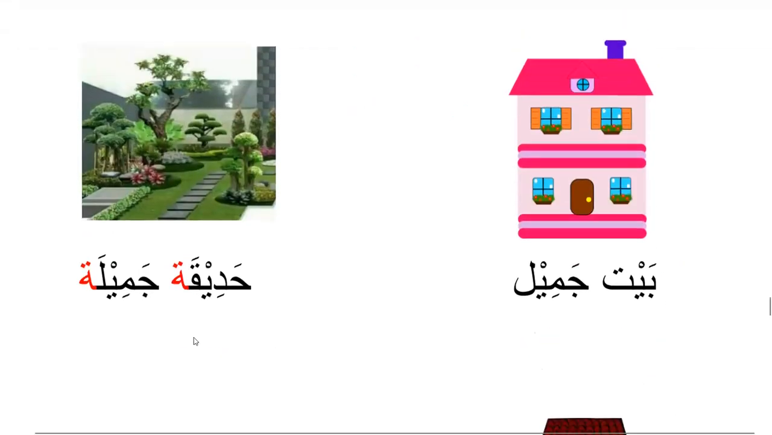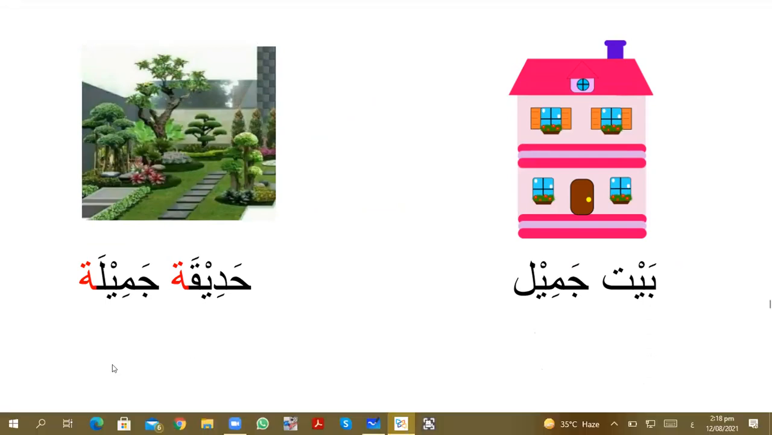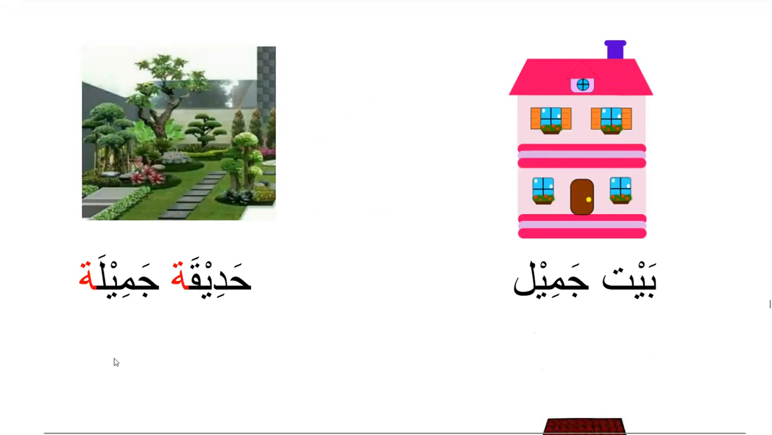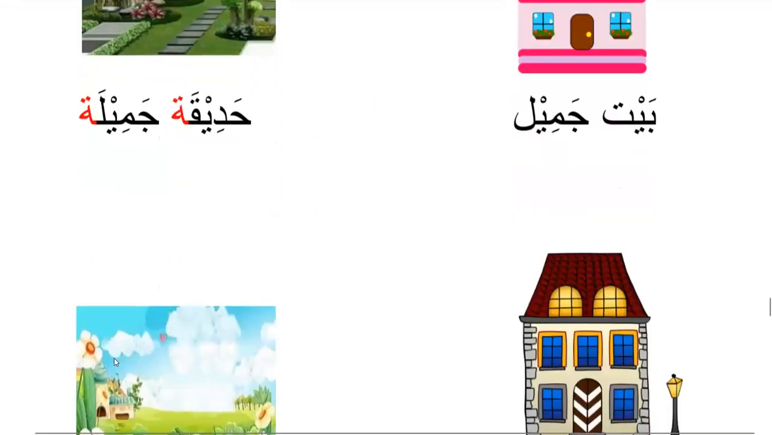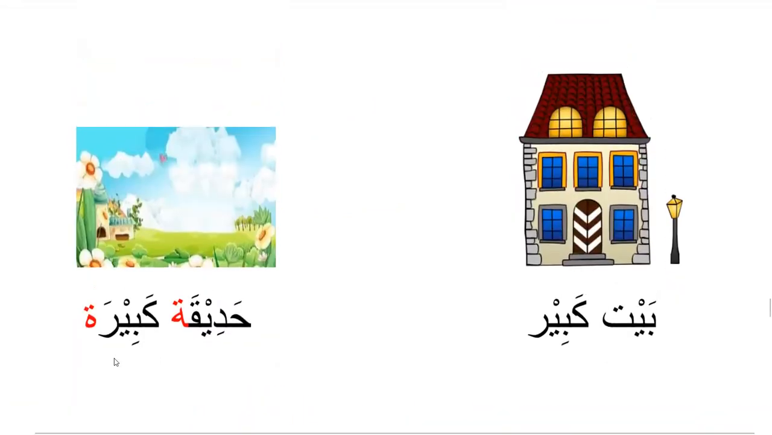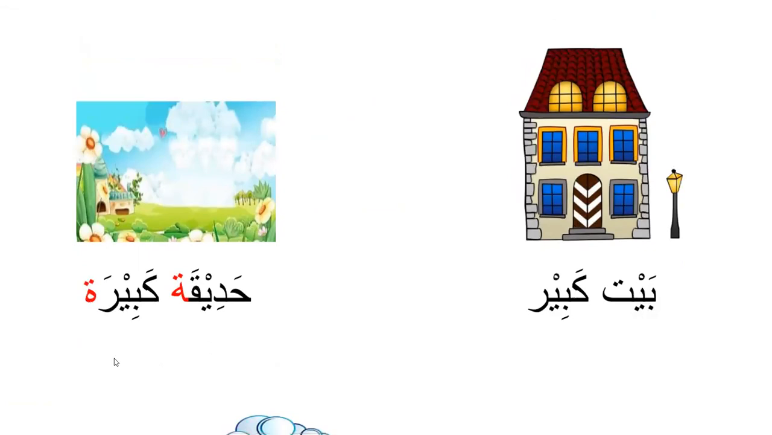Read. Baitun Jamil, a beautiful house. Good. Hadikatun Jamila, a beautiful garden. Good. Baitun Kabir, a big house. Good. Hadikatun Kabira, a big garden. Good.